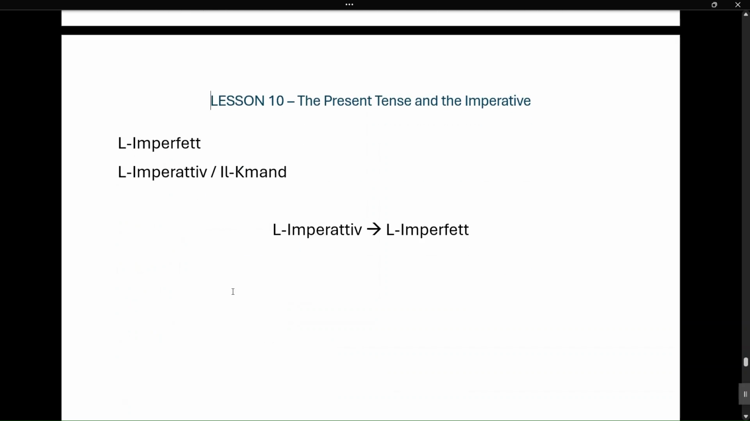So, first of all, in Maltese, the present tense is known as the l-imperfett or the imperfect, which is actually a term which we use in English as well. And the imperative is also known as the command, il-kmand, or in Maltese, l-imperattiv. And this very simple flow: l-imperattiv leads into the l-imperfett. We're going to learn the command, and then we're going to learn the present tense. This is how we do it in Maltese.